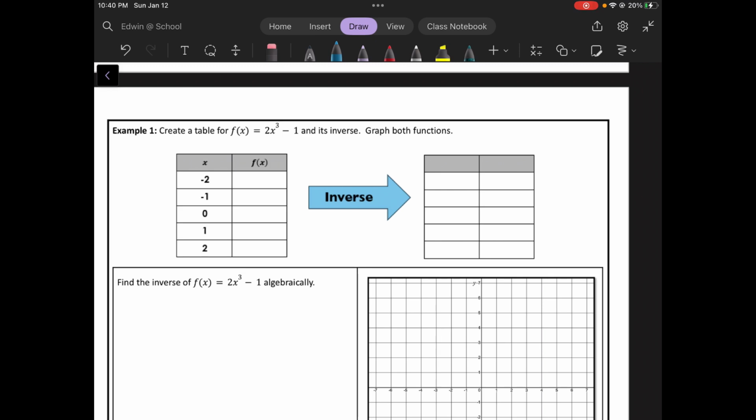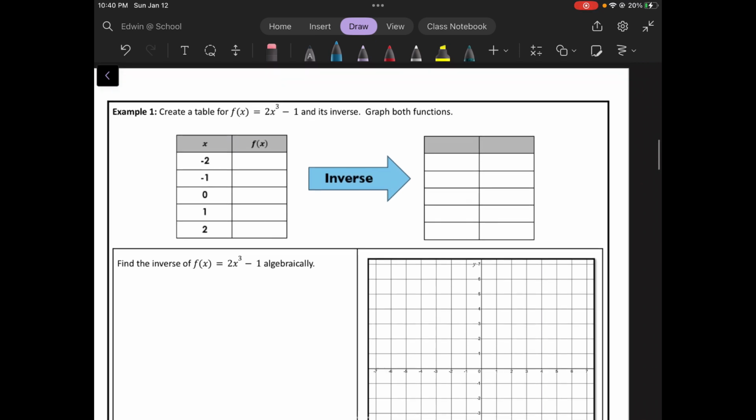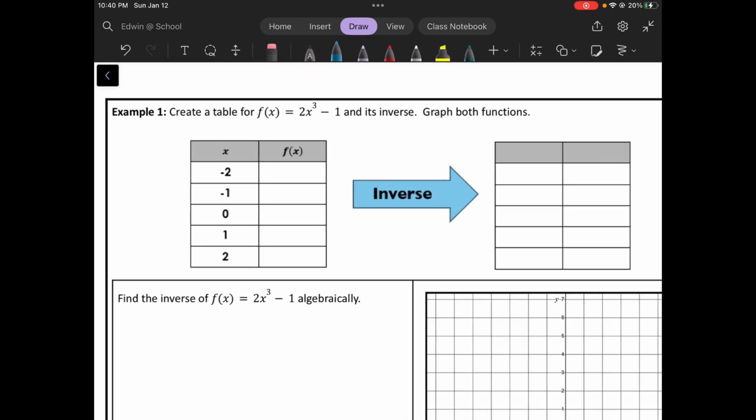So let's create a table for f of x is equal to 2x cubed minus 1. So we're going to plug in each of these x's to see what values of f of x we get. So whenever we plug in a negative 2 in here, that means we're going to end up with something like this. 2 times negative 2 cubed minus 1. So negative 2 cubed is going to be negative 8. Negative 8 times that 2 in the front is negative 16. And then negative 16 minus 1 is negative 17.